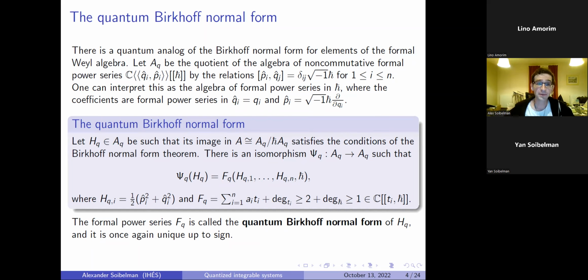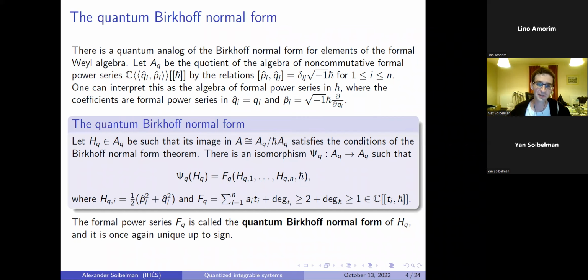Right. So the quantum Birkhoff normal form is just this quantum analog of the formal Birkhoff normal form that I talked about previously. So now HQ is going to be an element of this algebra of non-commutative power series, and you can take its semi-classical limit as h bar goes to 0, meaning that I'm going to be taking its image in the quotient by the ideal generated by h bar. So when you take AQ quotient out by this ideal generated by h bar, you just get the standard formal power series in 2n variables.